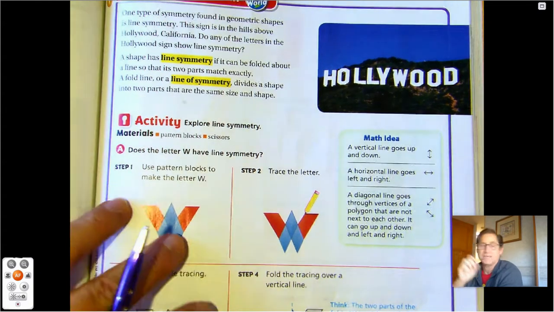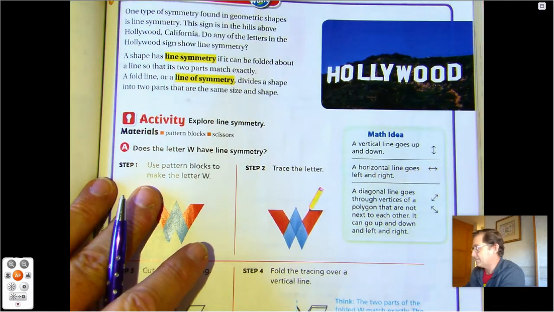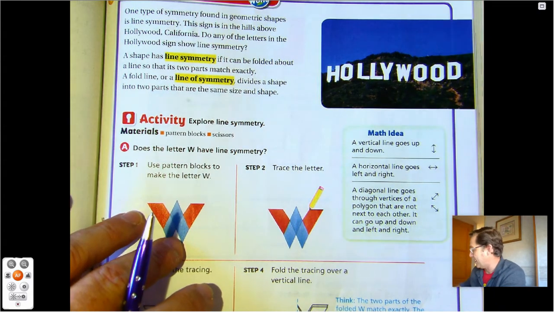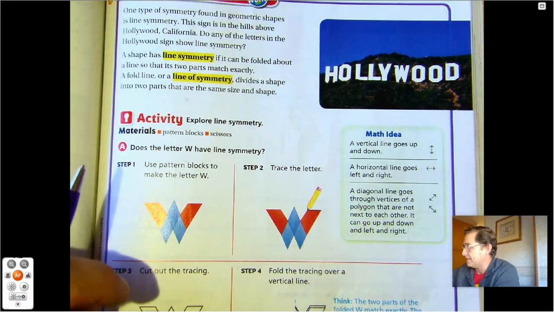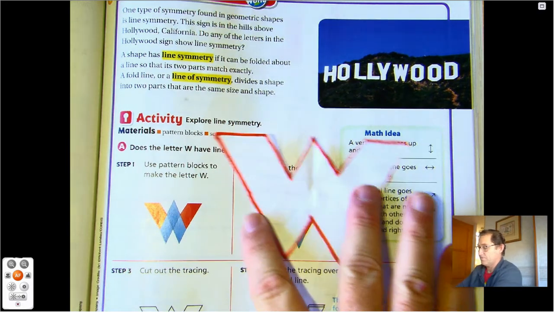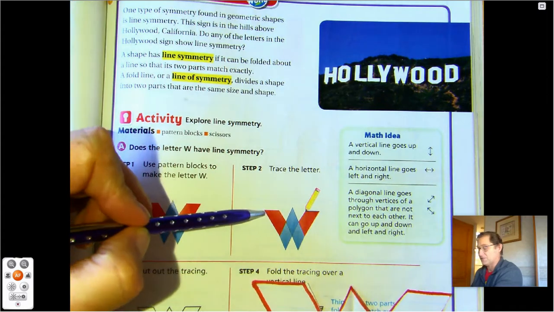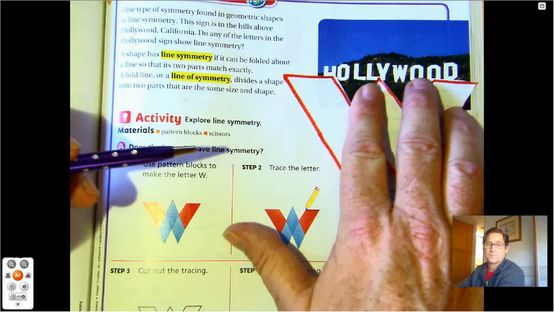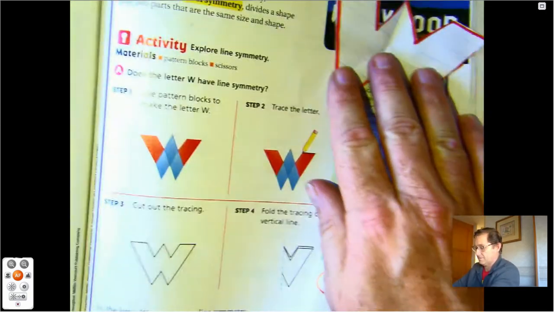Now, this activity calls for us to use pattern blocks and scissors. Before I got started with this, I took the time to cut out some letters of the Hollywood sign. They asked us to first make a W. Okay, and so here's the W. I used pattern blocks to make the W. Step 2, I traced the W using the pattern blocks. Step 3, I cut out the W.